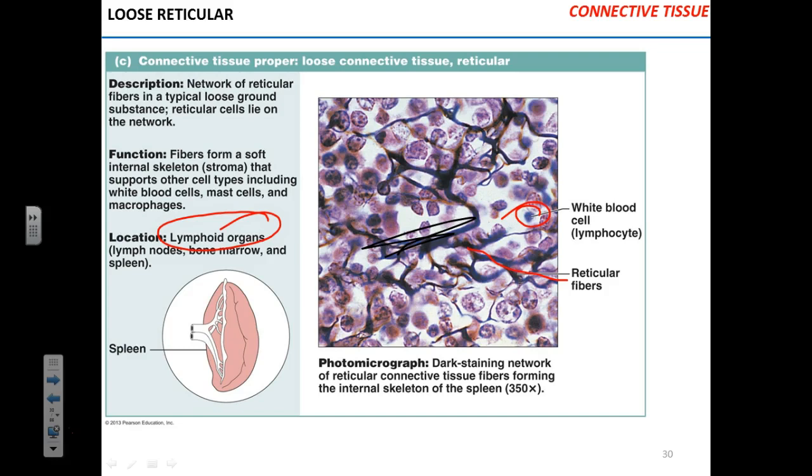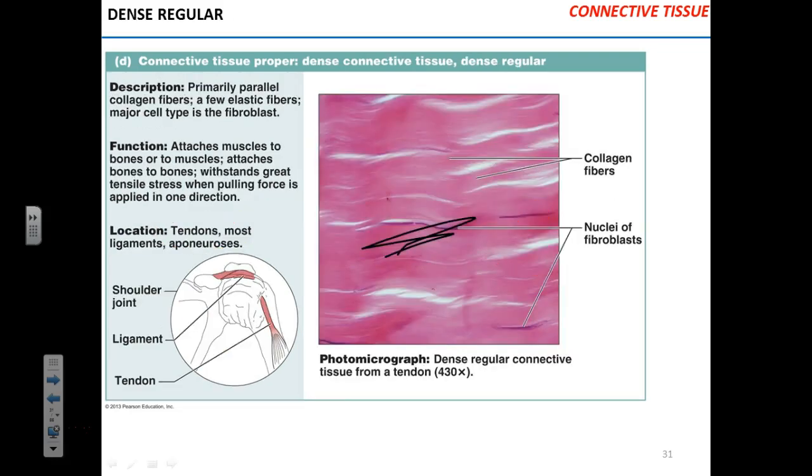What happens in that loose reticular connective tissue when lymph flows through, say, lymph nodes? These reticular fibers form a mesh that filters out all different kinds of crap. This stays in the lymph nodes, and your immune system now has time to respond to it. Does that make sense? So we've got three types of loose connective tissue proper: areolar, adipose, and reticular. Know the location, know the function. Clear? Let's move on.